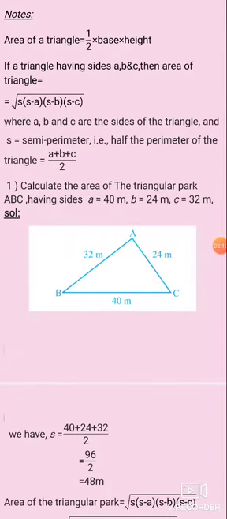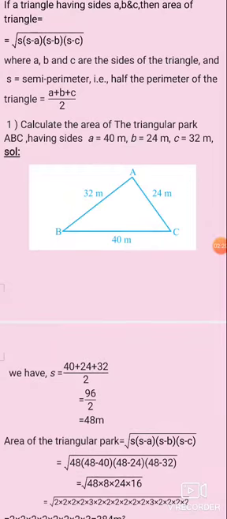So S is equal to what? The perimeter by 2, that is 40 plus 24 plus 32 by 2, which is equal to what? 96 by 2 is equal to 48 meter. So here the semi-perimeter is equal to what? 48 meter. Now the equation, area of the triangle is equal to root of s into s minus a into s minus b into s minus c.